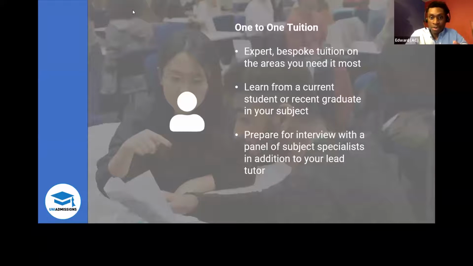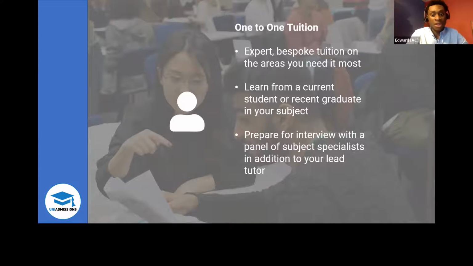Number two, you get the chance, as it says here, to learn from a current student or recent graduate in your subject. So your tutor is going to have plenty of experience and plenty of knowledge and understanding of the subject which you are planning to apply to, and as such is going to be able to provide you bespoke knowledge and bespoke advice, which you quite frankly aren't going to be able to get anywhere else. That's number two. Number three is going to be your first point of contact in preparing for your interview.